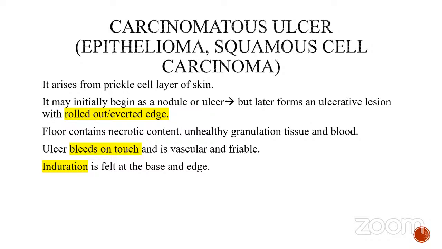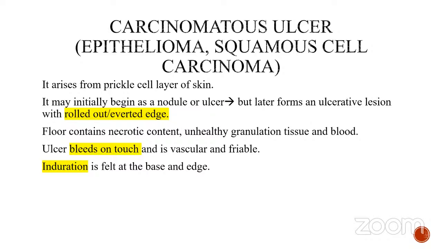So when we see a patient with an edge that has an everted tendency, there is a chance that it might be malignant. And here, due to the non-healing nature, usually the floor will contain necrotic content, unhealthy granulation tissue, as well as blood. While discussing discharges, we said that bloody discharge is a feature of a malignant ulcer. Then the ulcer bleeds on touch, and it's vascular and friable. Then induration is felt at the base and edge. Induration as well as an everted or rolled out edge are features of a malignant ulcer. Please keep that in mind.